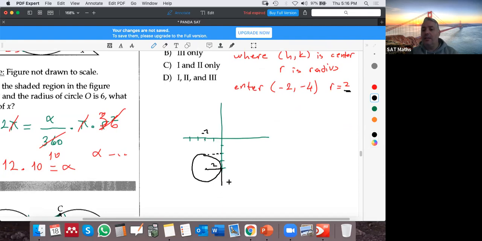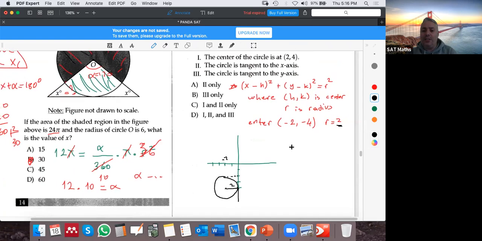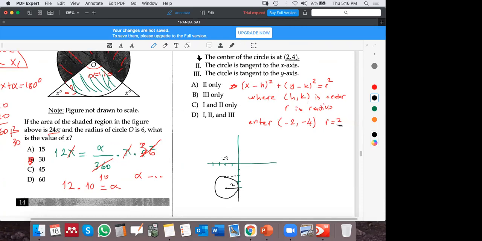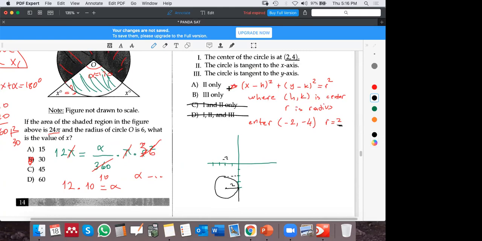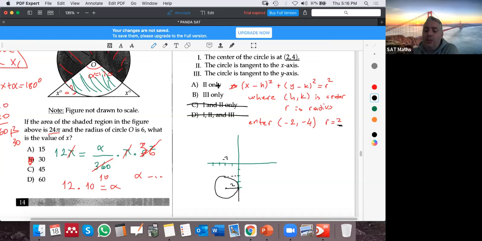Now, after that, by looking at this, I can answer the question. The center is 2, 4. Is this correct? No, it is -2, -4. So where you have 1, directly eliminate. Eliminate this and eliminate this. So the answer is A or B. Is this okay? Yes, sir. So which one? I can check 2. If not A, the answer is B.